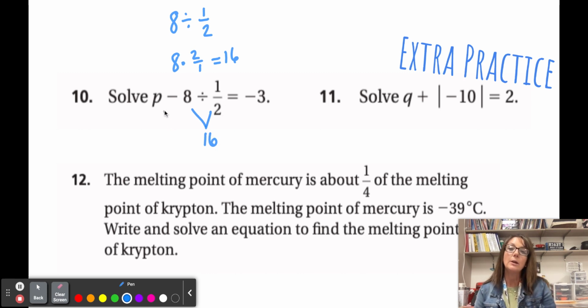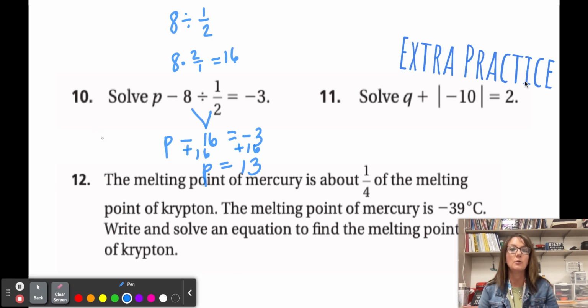All right, so now we're doing p minus 16 is equal to negative 3. So I will add 16 to both sides. And I will get p is equal to, so now we have positive and negative, so we'll subtract them, which is 13, and it's a positive 13. And then you could check your work because 13 minus 16 is negative 3, and we know that we did it correct.